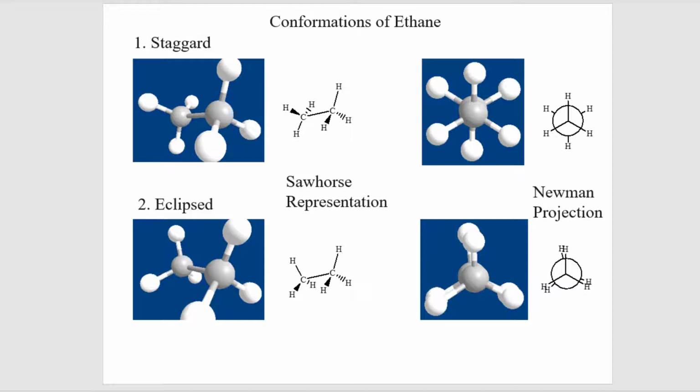So if you'll notice this sawhorse representation right here, you can see all of the bonds are aligned with one another. The 2 hydrogens are coming towards you, the 2 hydrogens in the back, the other 2 sticking straight up. It's almost like they're mirror images. There was a mirror right down the middle of the molecule, and these 2 are looking at each other. Another sawhorse representation, but of staggered, meaning that the hydrogens are all out of each other's way, is shown in this middle figure.